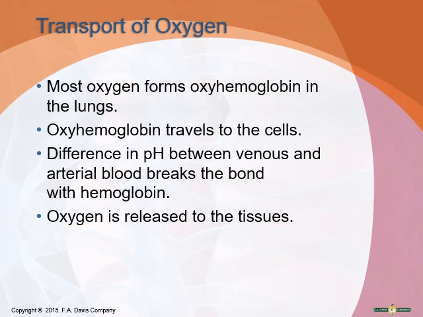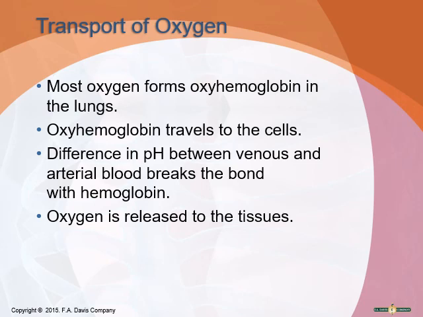This is where pH comes into play. The pH of arterial blood is higher than the pH of venous blood. And this difference is what causes the oxygen to be released from the hemoglobin and therefore be free to pass across the cell membrane into the target tissue.